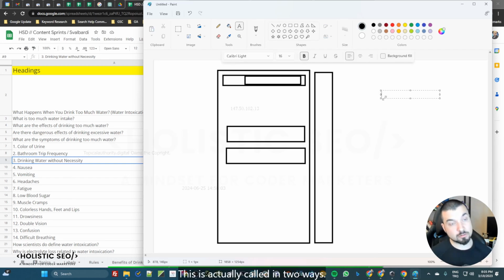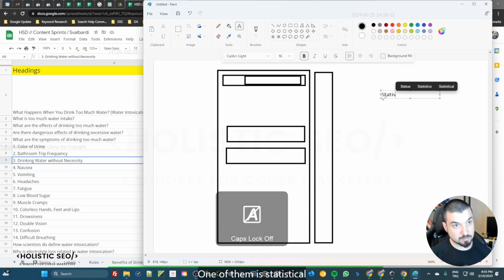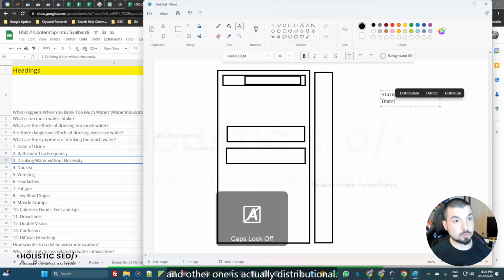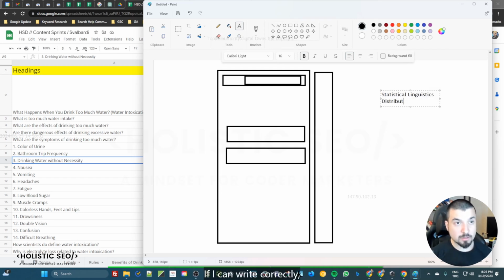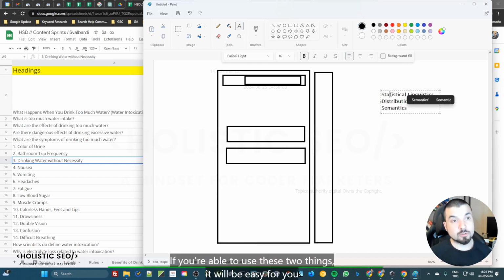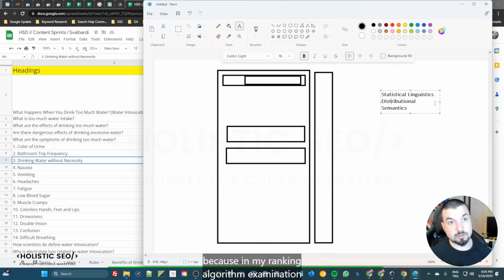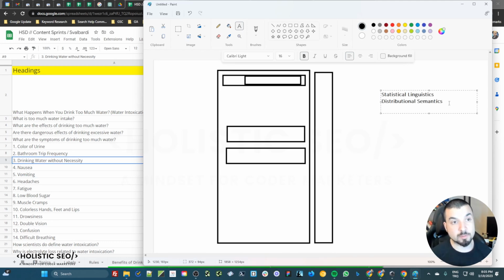This is actually called in two ways. One of them is statistical linguistics. Another one is distributional semantics. If you're able to use these two things, it will be easy for you, because in my ranking algorithm examination, I directly told that there are two types of ranking algorithms. One is coming from the quantities, the other one is coming from the qualities, or qualitatives. And usually checking the quantity is easier than the quality. So the first initial and the better rankings can come with the usage of the proper distributional semantics.